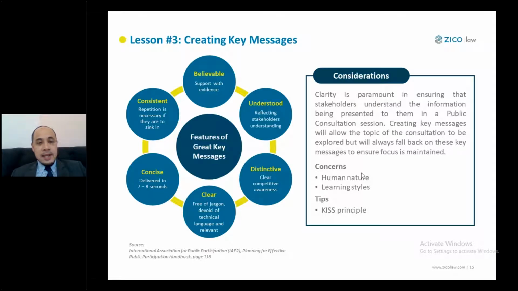Let me just read them very quickly. The message must be believable, it must be understood, must be distinctive, must be clear, must be concise, and must be consistent. Now, the issue here is quite simple. Basically, this is a human nature problem.